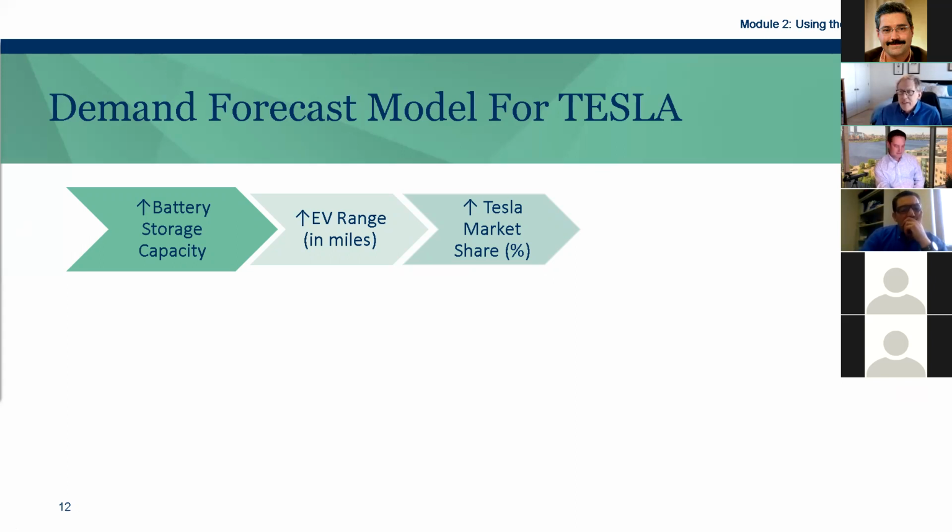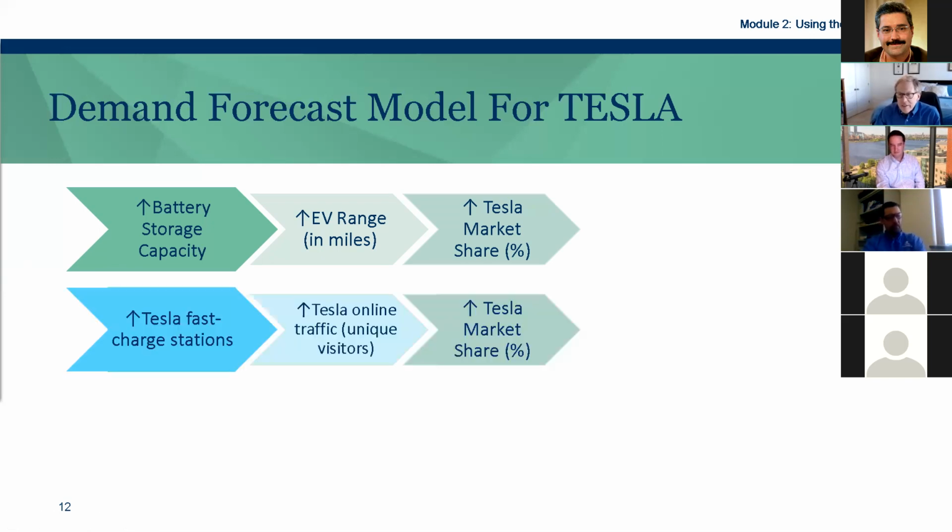But for Tesla, they could start off with an operational type metric like the battery storage capacity. And they, through analysis, find that there's a relationship: if we increase the storage capacity, that increases the range of the electric vehicle, which is important to consumers. And the more we can increase the range, the more market share Tesla will get.